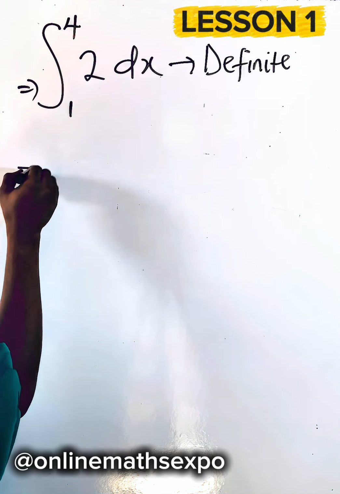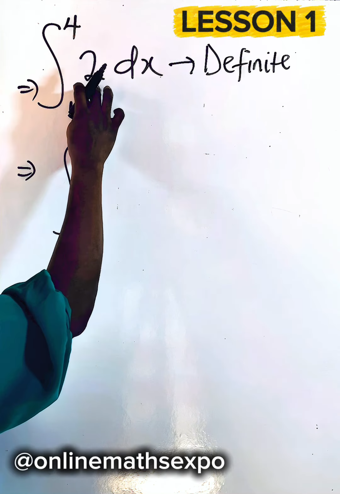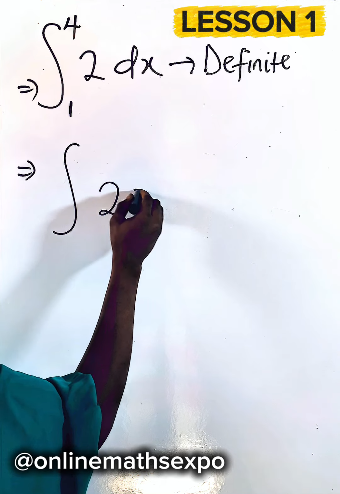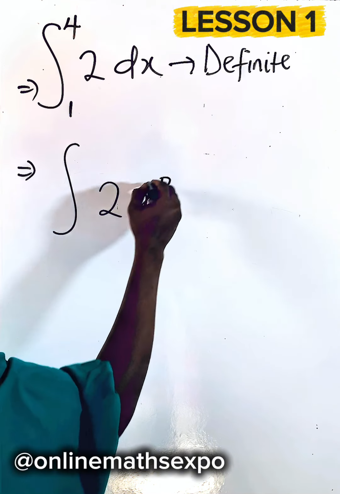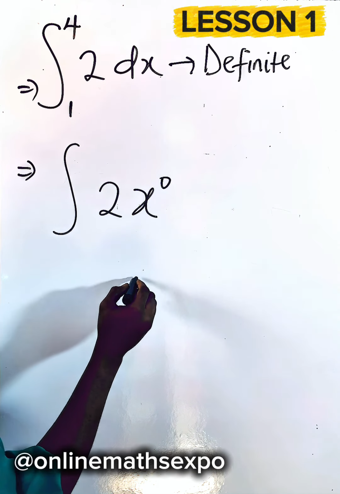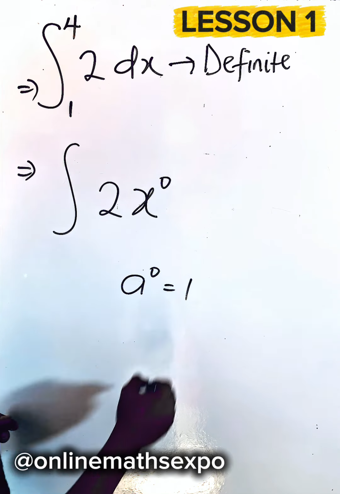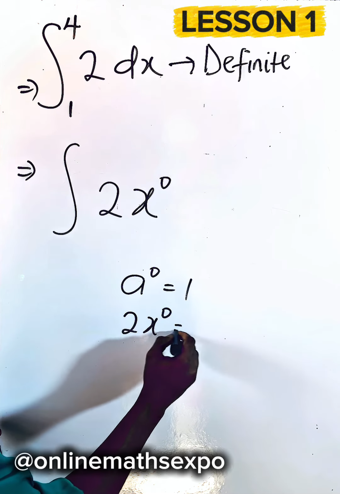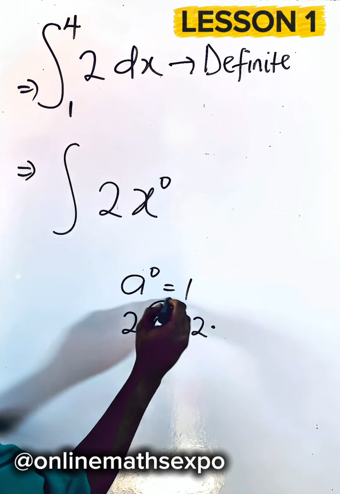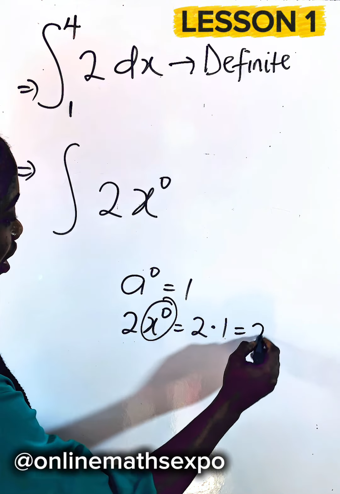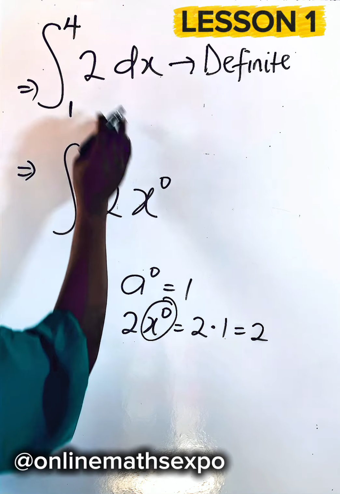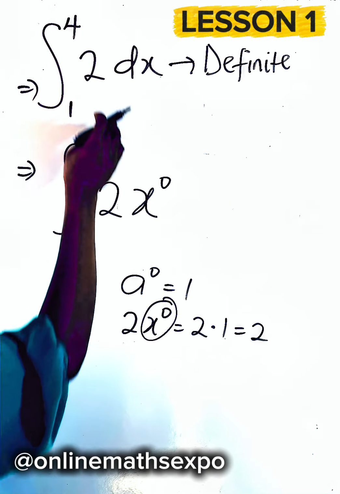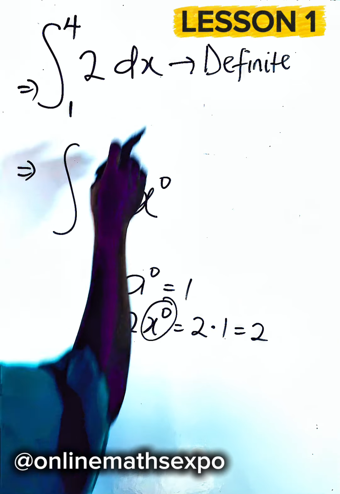So we are going to have this as the integral of 2. We know too well that 2 is a constant, I can write it as 2x raised to power 0. We know that each time you raise a number to the power of 0, it is 1. So 2x to the power of 0 is the same as 2 multiplied by 1, and when you multiply this, it gives you 2. So writing this in this form has not changed anything yet. This and this are the same. It's just for us to easily integrate.